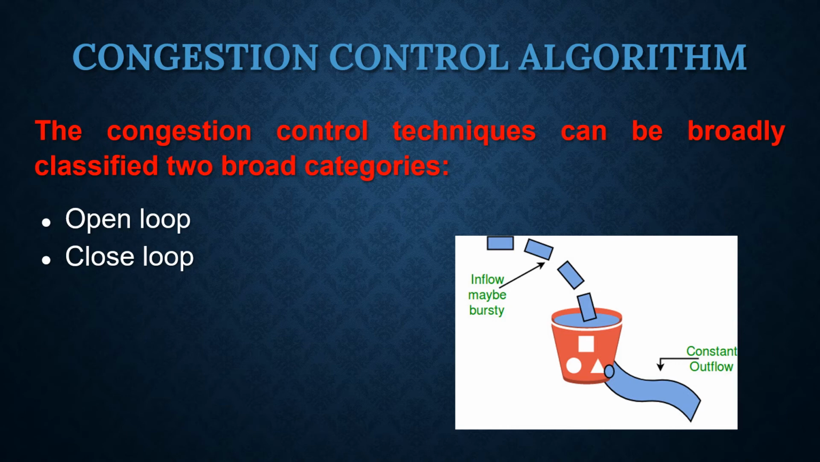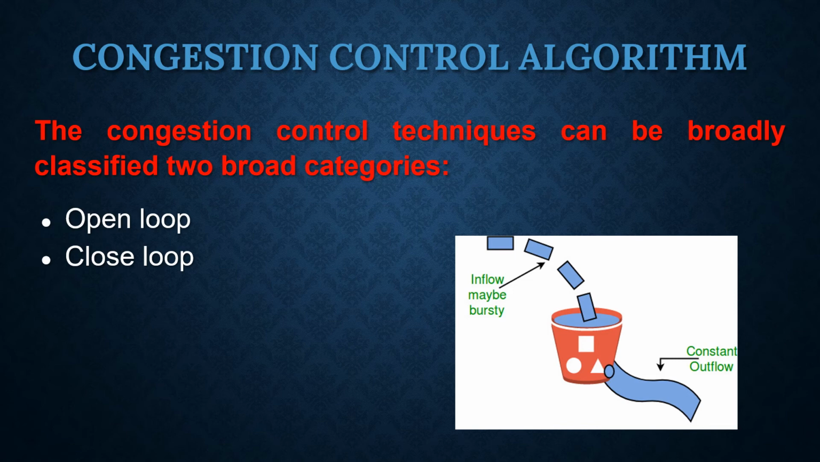The first category of solution or protocols attempts to solve the problem by a good design at first to make sure that it doesn't occur at all. Once the system is up and running, mid-course corrections are not made. These solutions are somewhat static in nature, as the policies to control congestion don't change much according to the current state of the system. Such protocols are also known as open loop solutions.